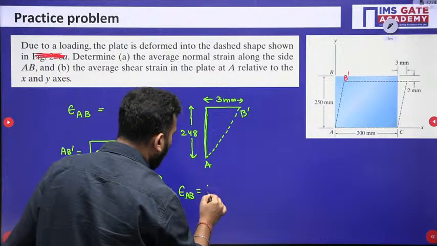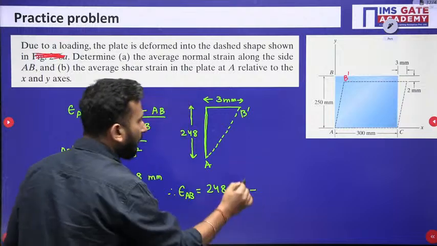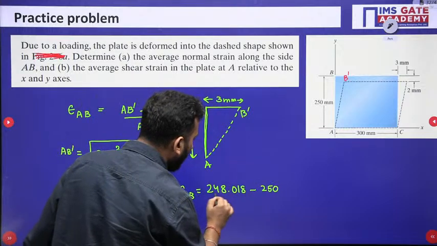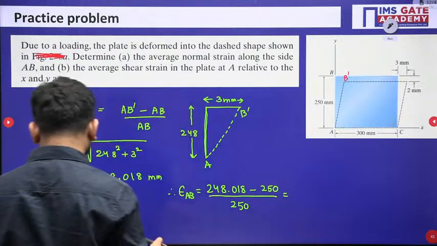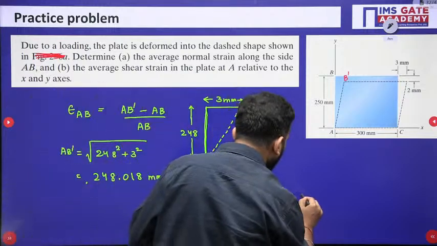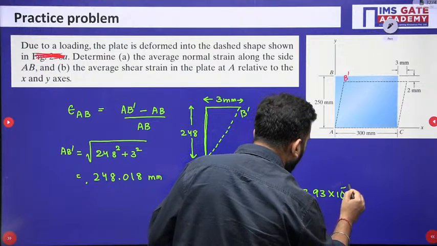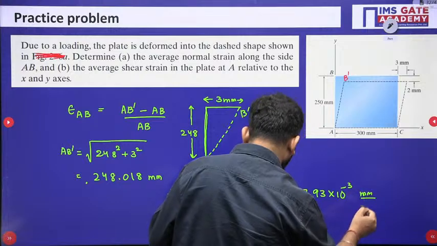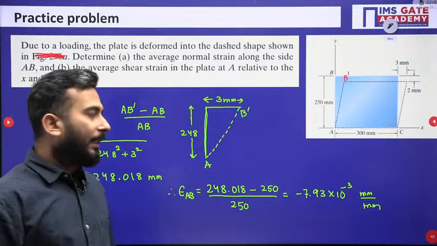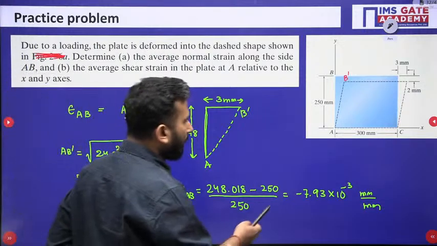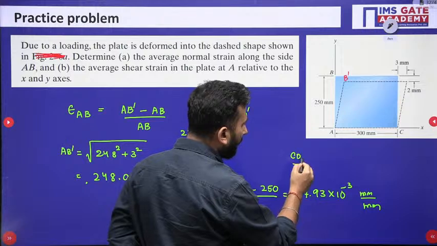So strain will be 248.018 minus the original length, which is 250, divided by the original length, 250, and once you find out, this will come out to be minus 7.93 into 10 to the power minus 3. If you want to write in units, you can write mm per mm. Why is the negative sign coming? The negative sign is coming because contraction is taking place.